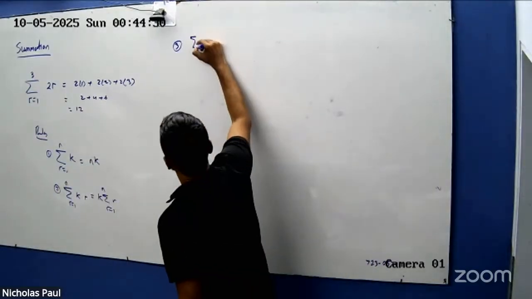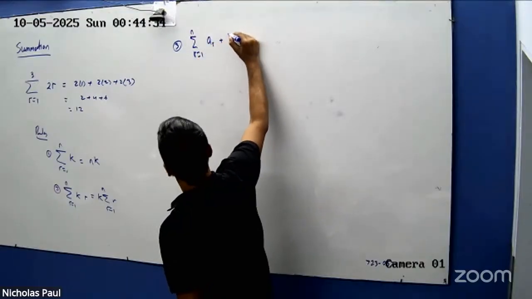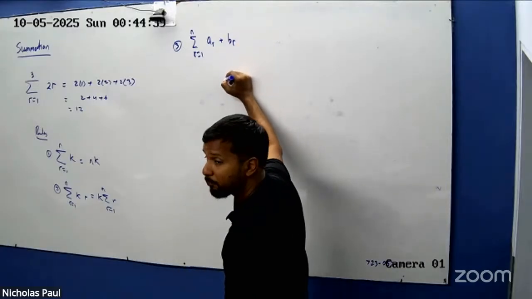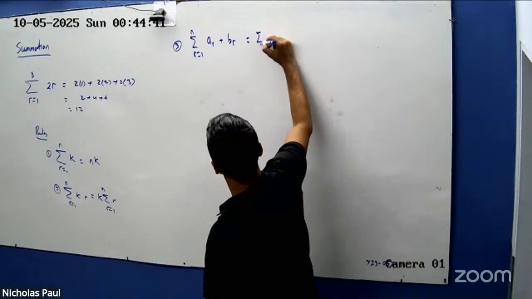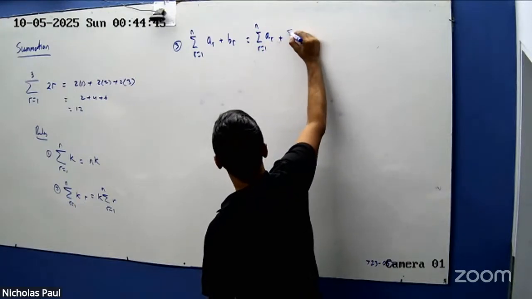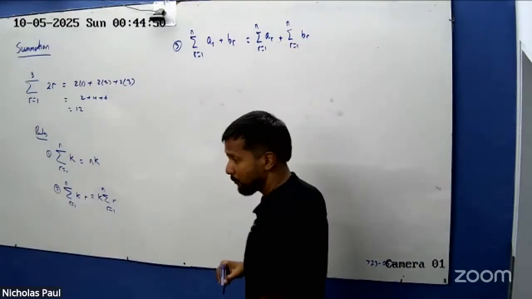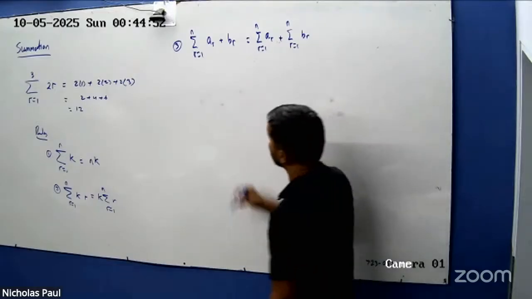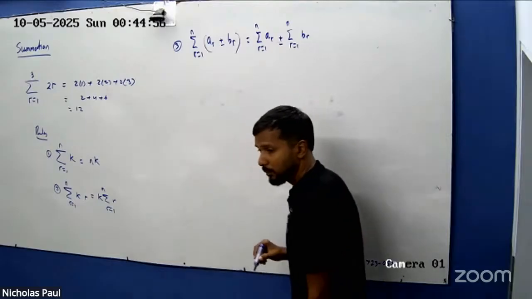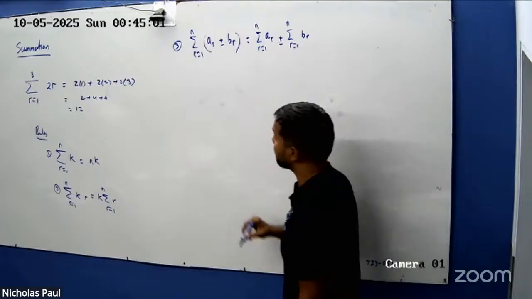What about if you have the summation of R going from 1 to n of two separate expressions? Can I work them separately? Can I separate them and work it like this? Yes. If it's plus or minus, I can do the same thing. Everybody okay with that?